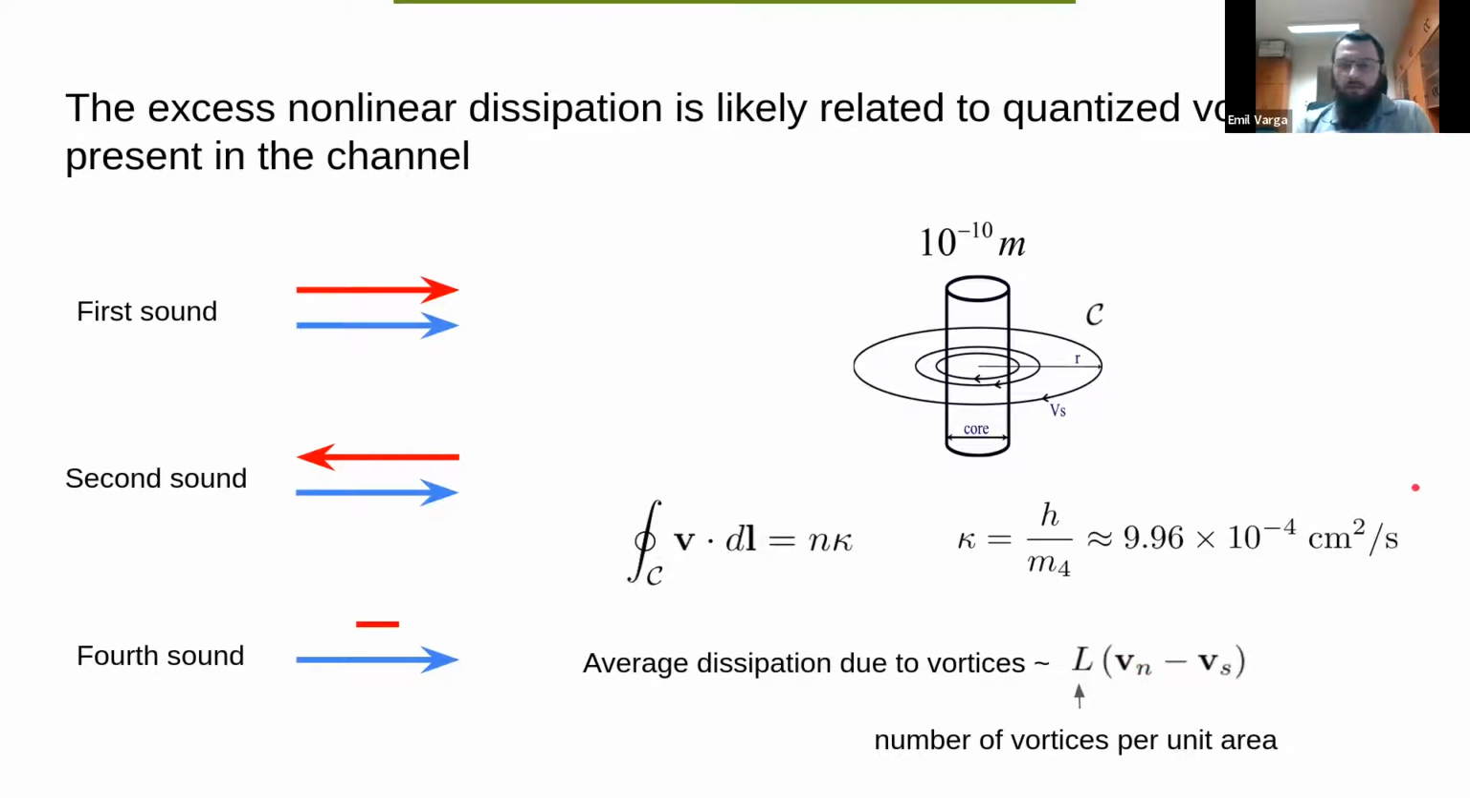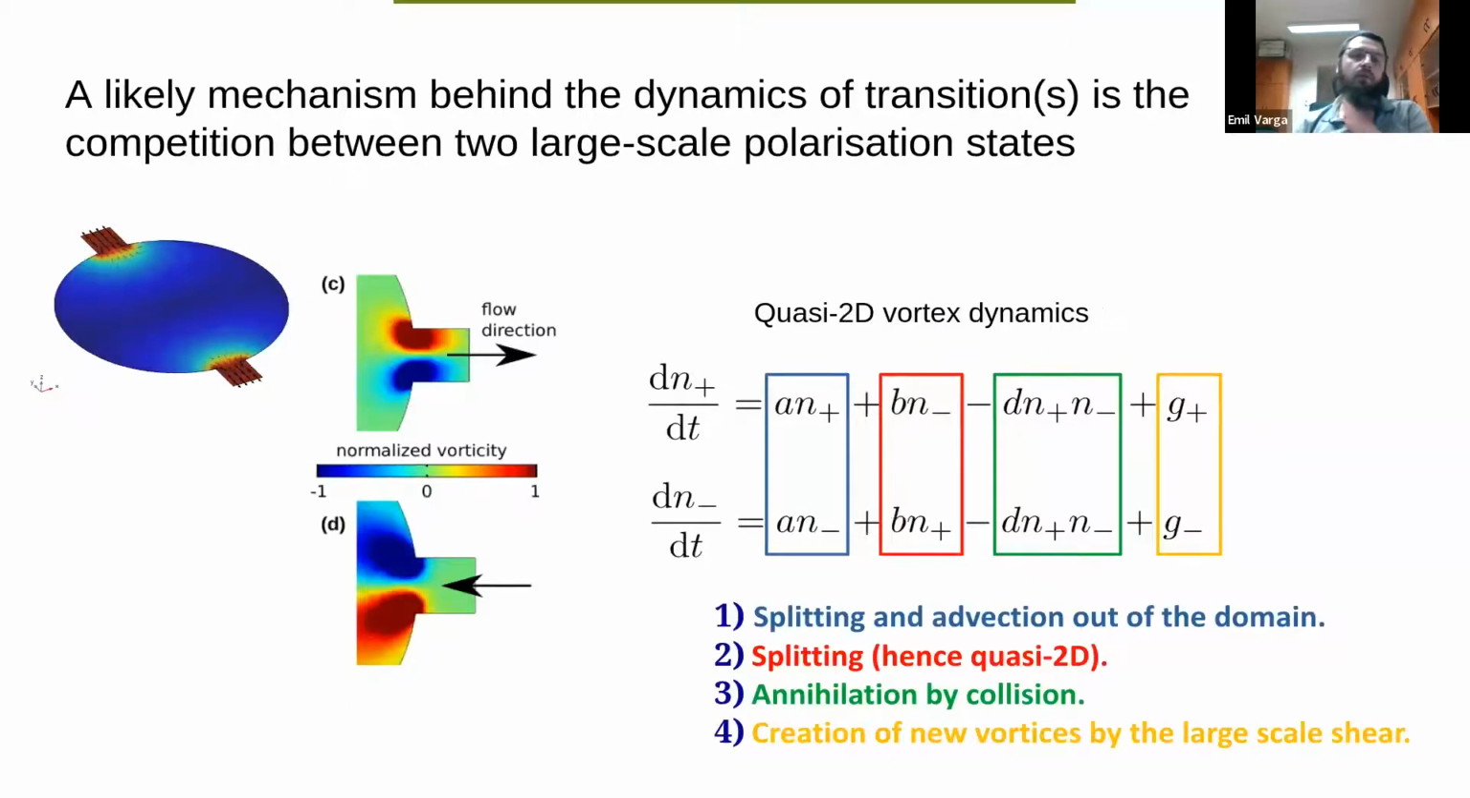Now, we have a good reason to think that the dissipation is due to quantized vortices. So the task is simplified somewhat, only to figuring out what the quantized vortices are doing. The multi-stability that we see is probably a competition between two, or several, different large-scale polarization states. What do we mean by this?